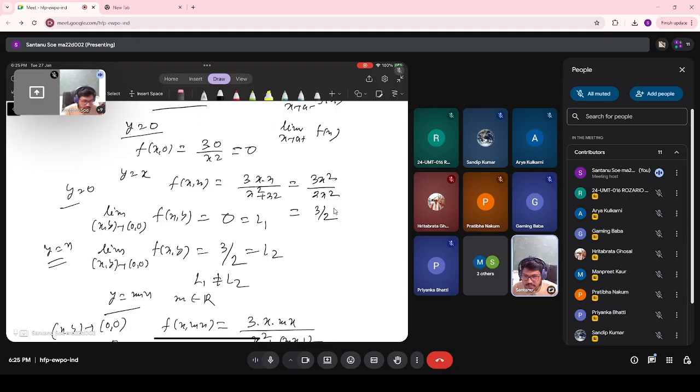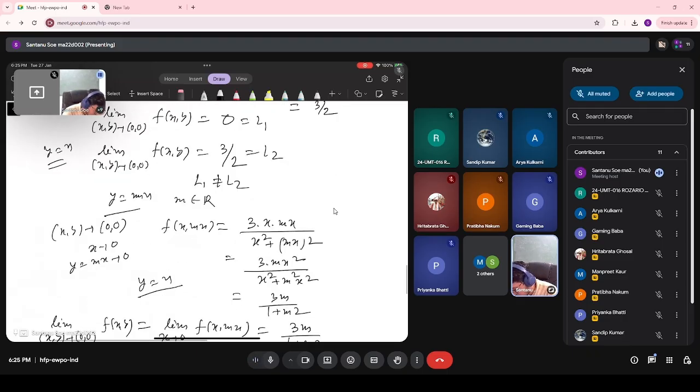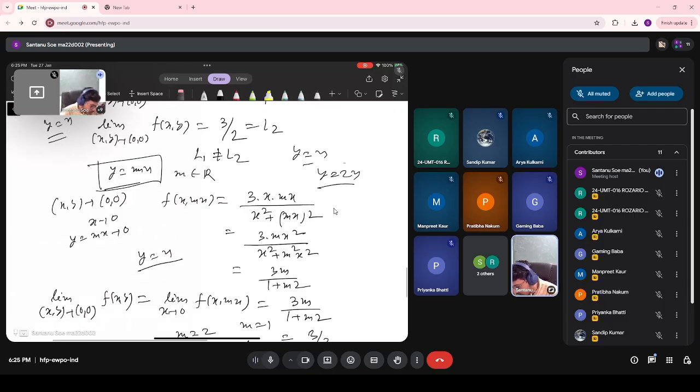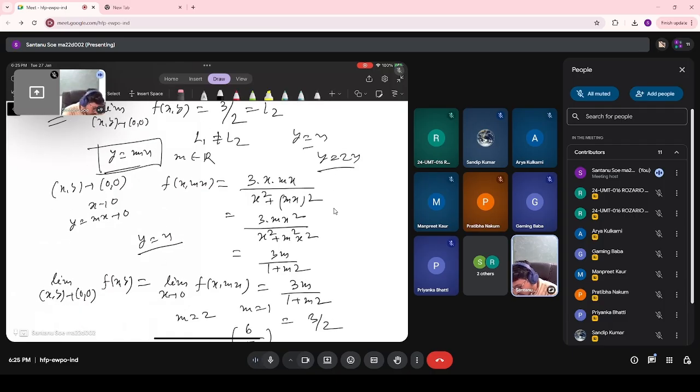Since we got two directions where the limit exists but they are not equal, we can say that the limit does not exist at 0, 0. Now to show this in general, I showed you that you can take various directions such as y equals m of x. You don't necessarily need to take y equals x. You can take the direction y equals 2x, 3x, 4x, and so on. That's why I just substituted y equals m of x here.